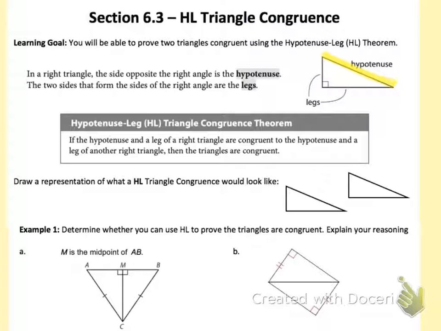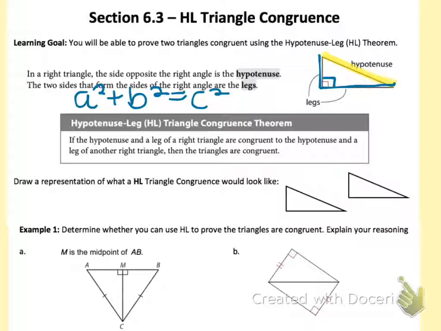The two parts that make the right angle are called the legs. And when we think of the Pythagorean theorem, we call them A and B. So the Pythagorean theorem is A squared plus B squared equals C squared. When we say that, the A and B are the legs. They're the ones that make the right angle. And across from the right angle is called the hypotenuse. So that's where the HL comes from.